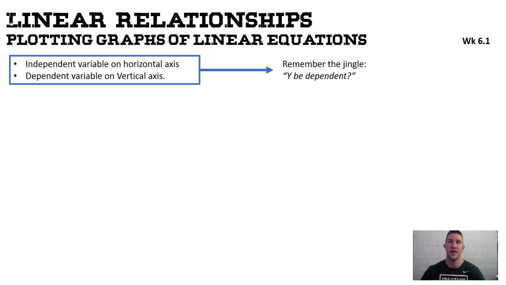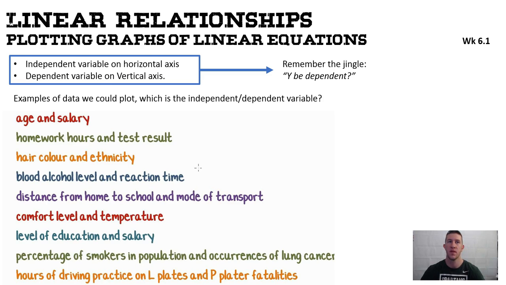One way to think about it is a little jingle: why be dependent? Y is always the dependent, so why be dependent? Here's a bunch of examples of things that you could plot on a graph: age and salary, homework hours and test results, hair color and ethnicity, and so forth. For each of these examples, I want you to pause the video right now and have a think about which would be dependent and which would be independent. Remember that dependent, as it sounds, talks about a value that depends on something else. So pause it now and have a go at some of these.